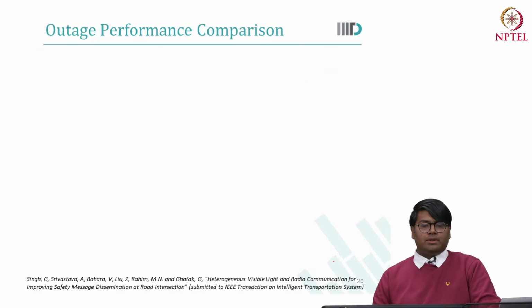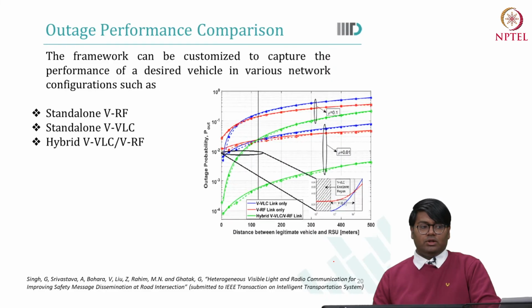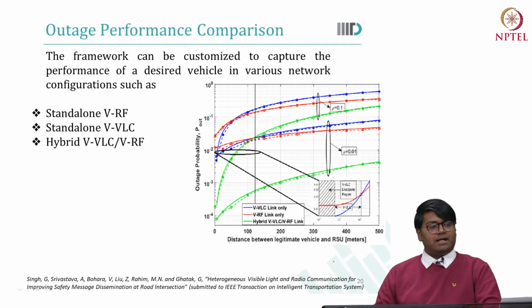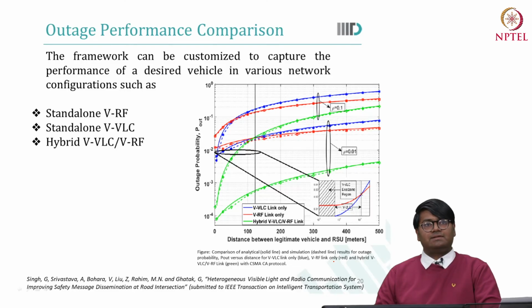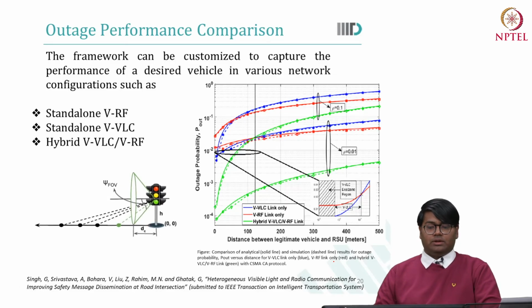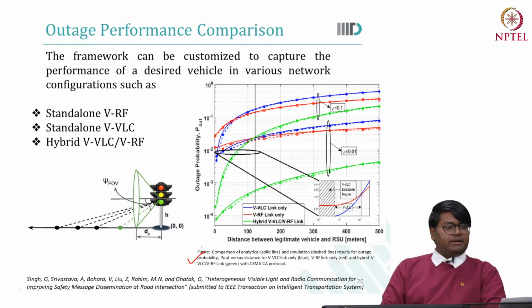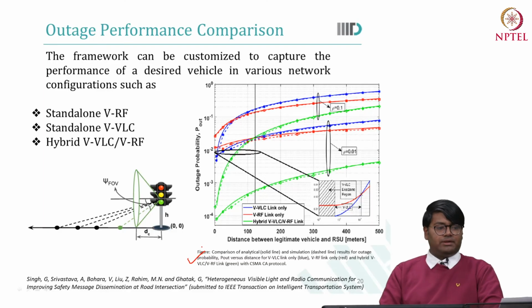Now I am quickly going to discuss a few simulation results of outage probability for the standalone vehicular radio frequency link, the vehicular VLC link and the hybrid vehicular VLC RF link with the CSMA, or carrier sense multiple access with collision avoidance, protocol. We can observe from this figure that when the desired transmitter location from the roadside unit increases, the outage probability also increases.